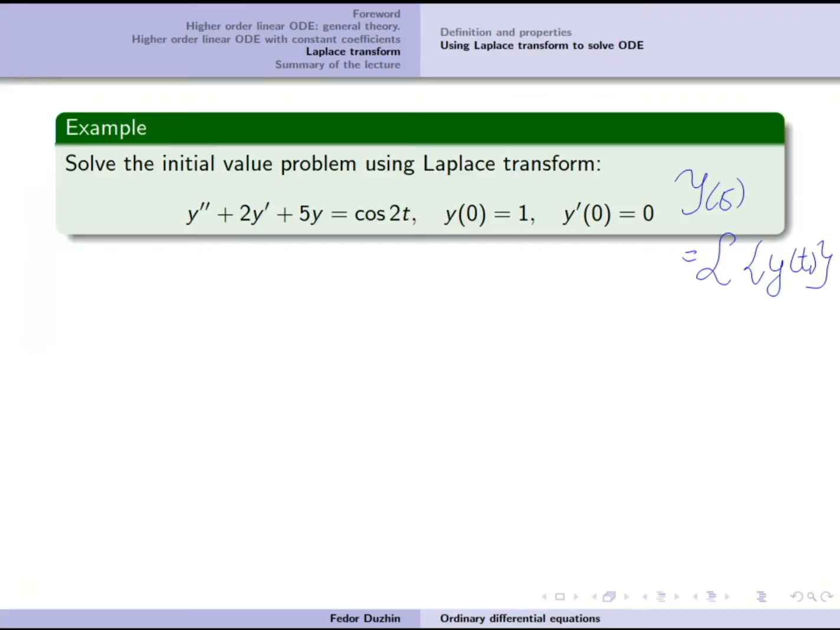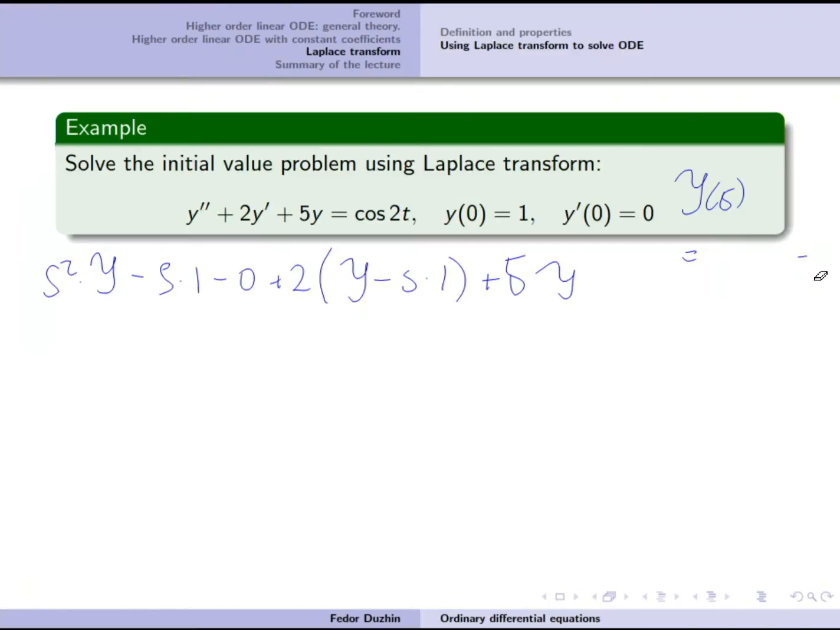The Laplace transform of the second derivative is going to be s squared times Y(s) minus s times y(0), and y(0) is 1, so times 1, minus y'(0). y'(0) is 0. Plus 2, s Y minus y(0), so minus s times 1, plus 5Y. This is supposed to be equal to the Laplace transform of cosine of 2t.